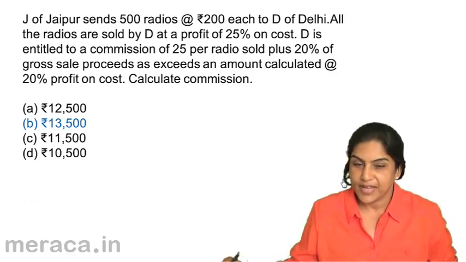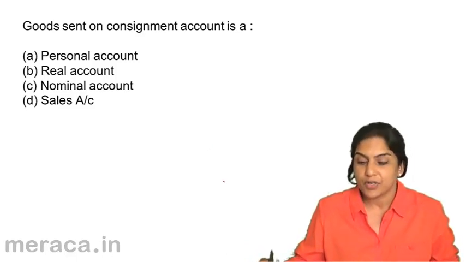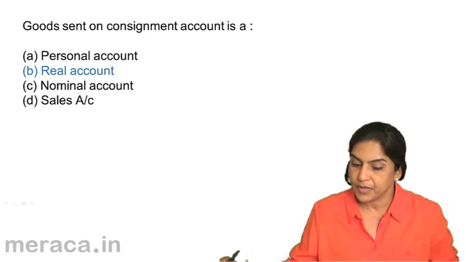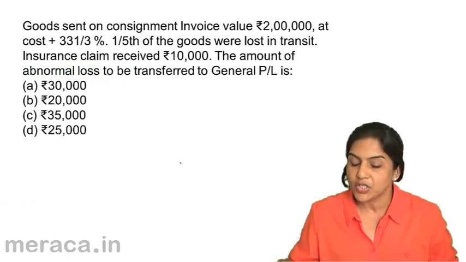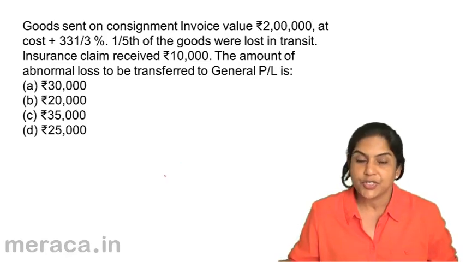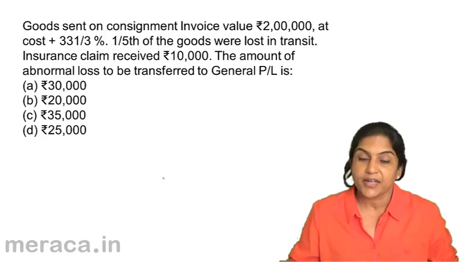13,500, B. Next. Goods sent on consignment account is A, personal, B, real, C, nominal and D, sales account. Goods sent on consignment account is a real account. Answer B. Goods sent on consignment, invoice value 2 lakh at cost plus 33 1/3%. 1/5 of the goods were lost in transit. Insurance claim 10,000. The amount of abnormal loss to be transferred to general profit and loss is A, 30,000, B, 20,000, C, 35,000 and D, 25,000.